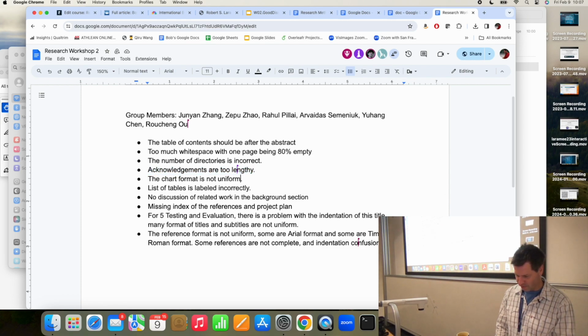The chart format is not. Generally, there are inconsistencies in the formats. The list of tables is labeled incorrectly. Yes.